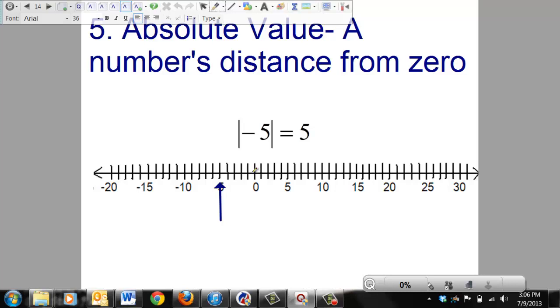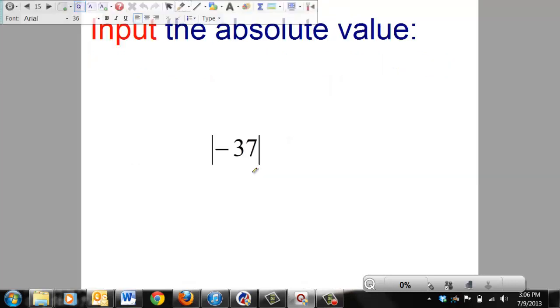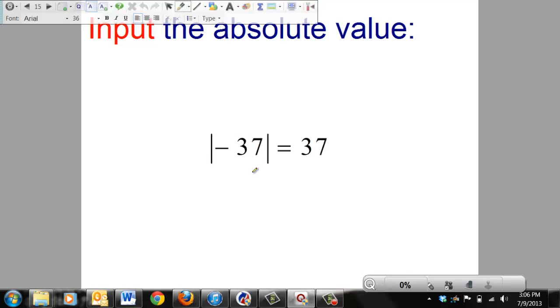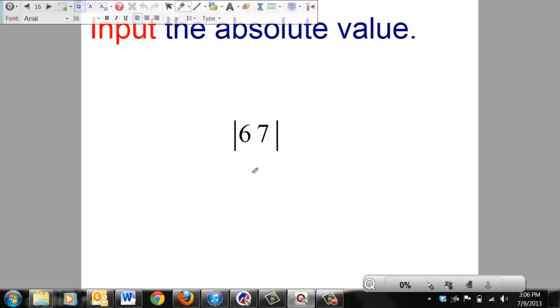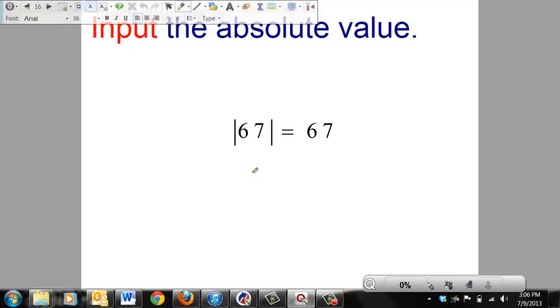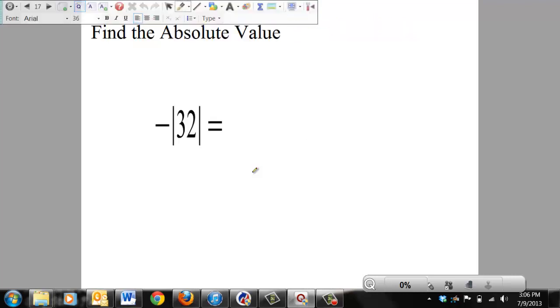Say it out loud. The answer to an absolute value problem is always positive. Now, some of you didn't say it out loud. Say it out loud. The answer to an absolute value problem is always positive. How about this one? What's the absolute value of negative 37? Beep. 37. Wow, hard stuff. What's the absolute value of 67? Beep. 67. The answer to an absolute value problem is always positive.